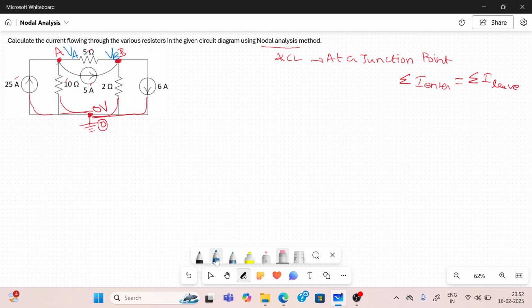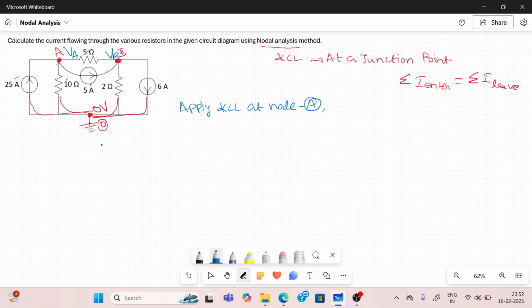Now we go for applying KCL at each node. Earlier we identified the number of meshes and applied KVL at each mesh. In the same way, here we identify the number of junction points and apply KCL at each junction point. Now I am going to apply KCL at node A.